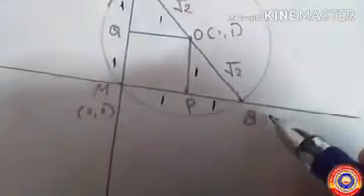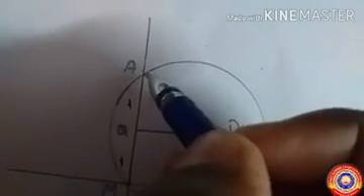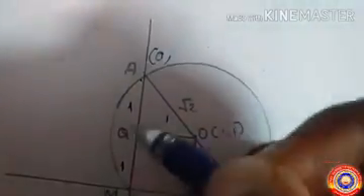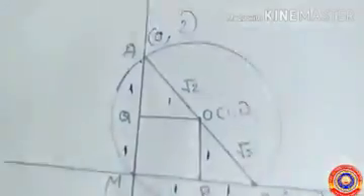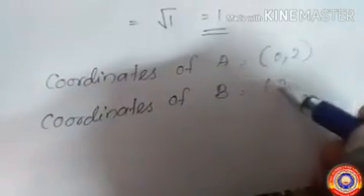Next, the coordinates of B. Its x coordinate equals 1 plus 1, which is 2. And its y coordinate is equal to 0 because that is a point on the x-axis. Next, the coordinates of A. So what about its x coordinate? Yes, it is 0 because it is a point on the y-axis, and its y coordinate is 2. Therefore, the coordinates of A equal 0, 2 and the coordinates of B equal 2, 0.